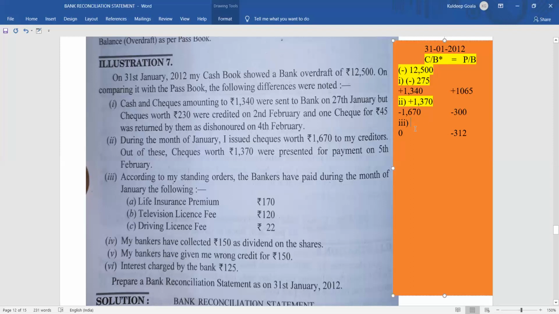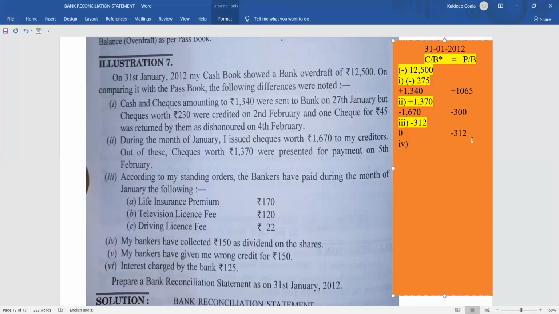Cash book is our base, so to make both the sides same, we have to deduct 312. Okay, we can write like this: 170 for life insurance premium, 120 for the television license fees, 22 rupees for the driving license fees. Okay, the total is 312, which has been paid. Now coming to the next one. What is that? Point number 4.